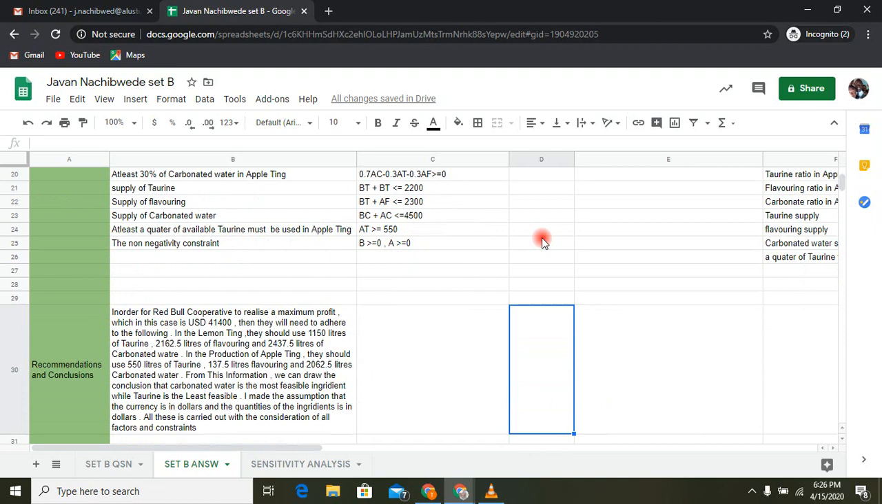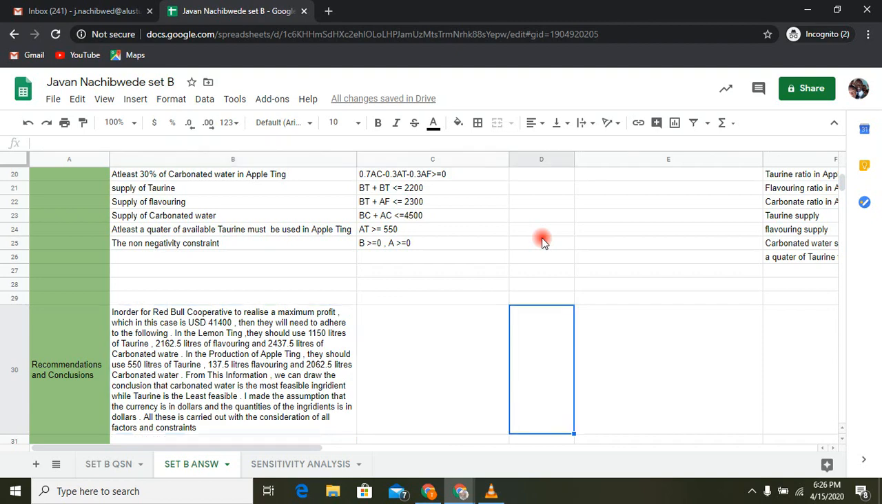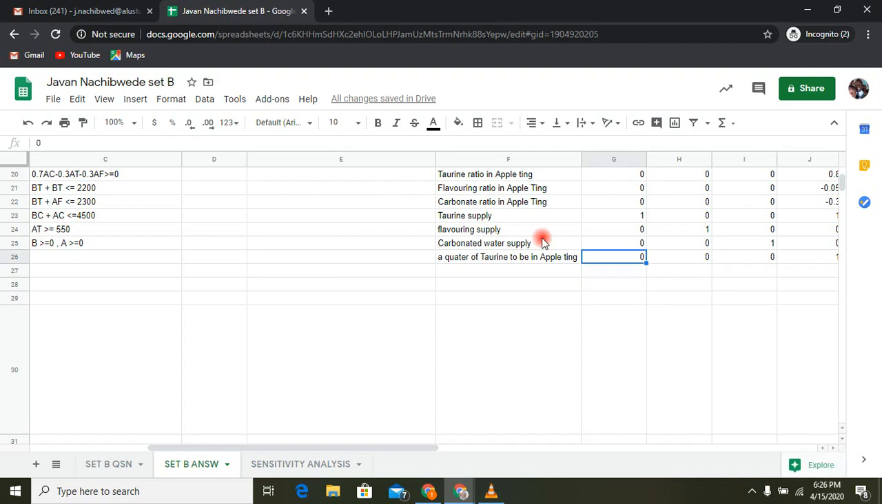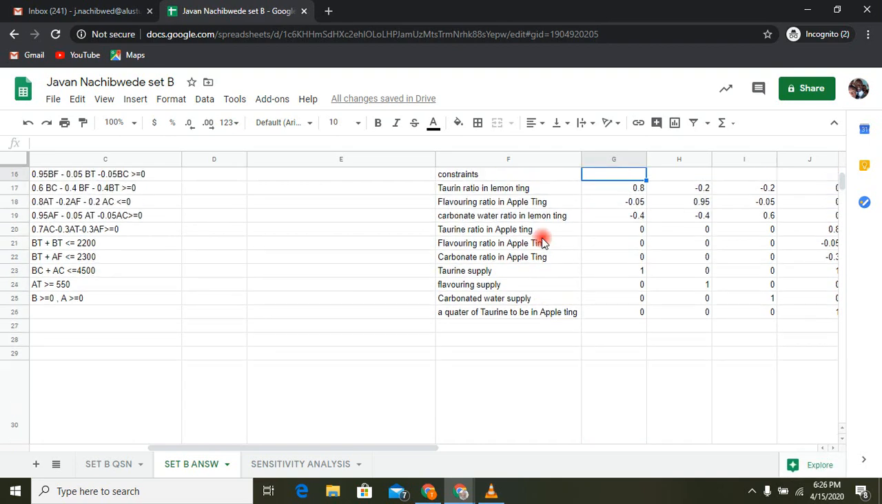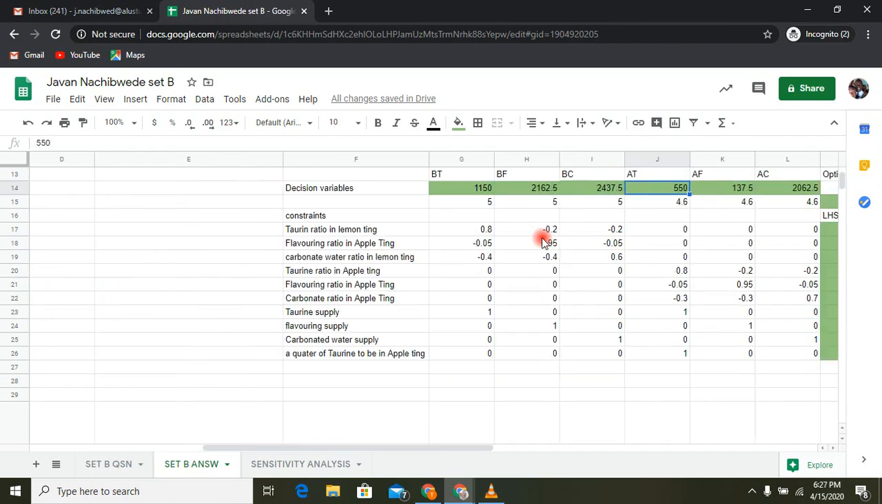Sorry for the glitch. So recommendations and conclusions: in order for Red Bull Cooperative to realize a maximum profit, which is USD 41,400, they will need to adhere to the following, as I had stated there. In lemon ting, they should use 1,150 liters of taurine, 2,162.5 liters of flavoring, and 2,437 liters of carbonated water. This is in accordance to what we had found here. As you can see, it corresponds to what we had found in our model: 1150, 2162.5, and 2437.